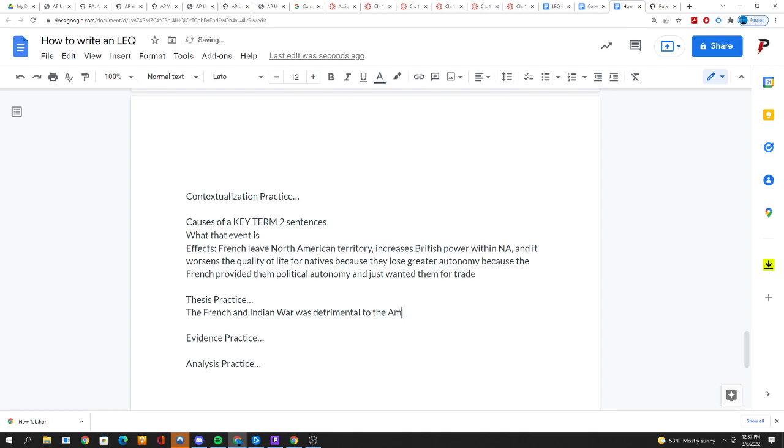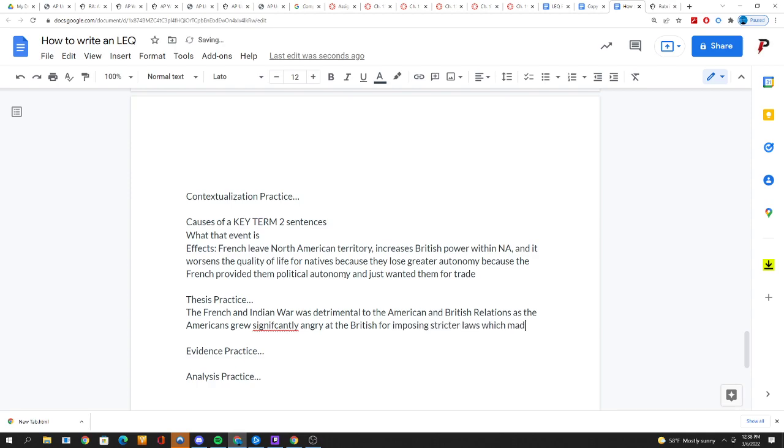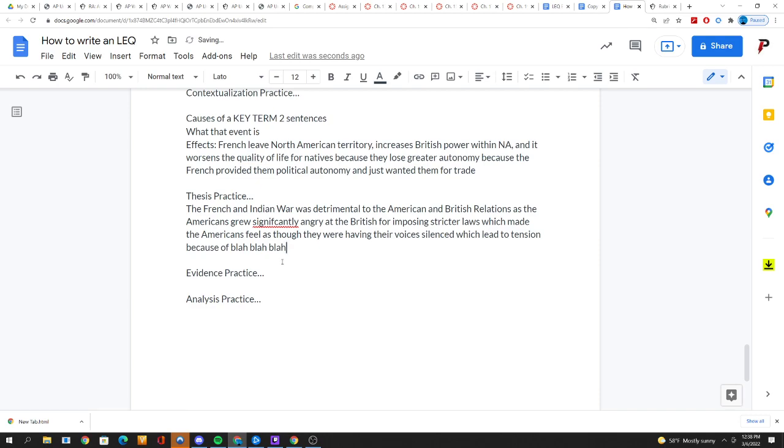Was detrimental to American and British relations as the Americans grew significantly angry, right, at the British for imposing stricter laws which made the Americans feel as though they were having their voices silenced, which led to tension because of blah blah blah. So explain why the relationship was breaking apart. If it's talking about a political leader and how they gained power, explain what things that they did actually allowed them to get power.